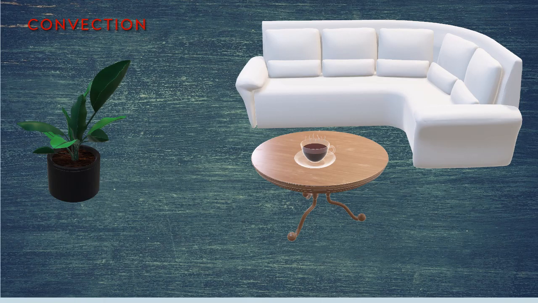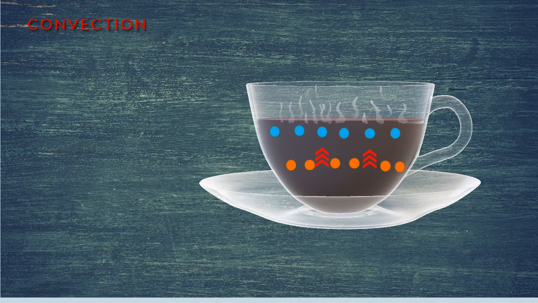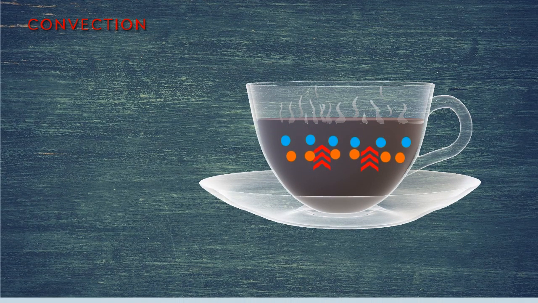Imagine sipping on a steaming cup of coffee. As the coffee cools down, you feel warmth rising. This is convection at work. Hot liquids, like the coffee in your cup, create currents as the warmer particles rise and the cooler ones sink. It's the reason your coffee gradually reaches a more palatable temperature, thanks to the natural flow of heat through convection currents.